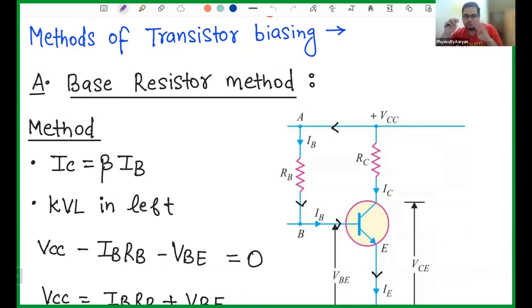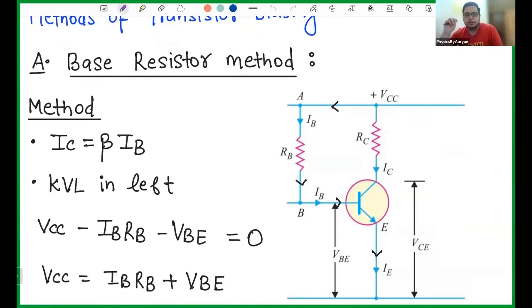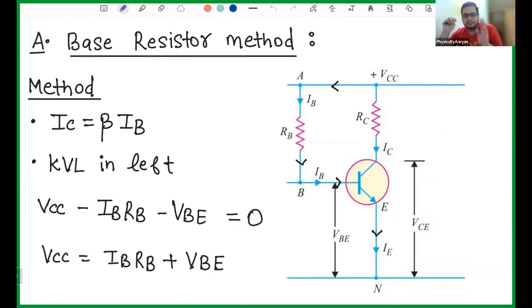There are four methods, or four types of questions, and number one is the base resistor method. The circuit for the base resistor method will be something like this, and for all the questions it will be a similar kind of circuit. There is a transistor in the middle and a common voltage being applied, known as plus VCC.